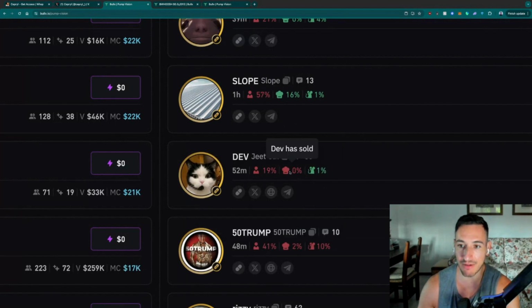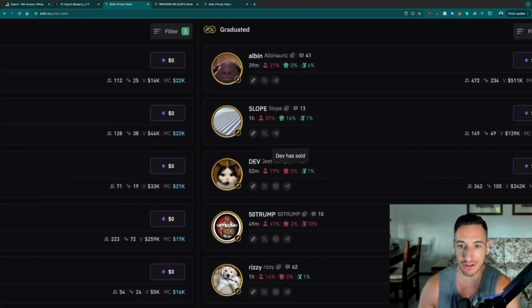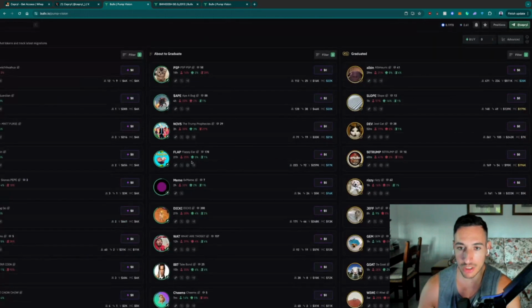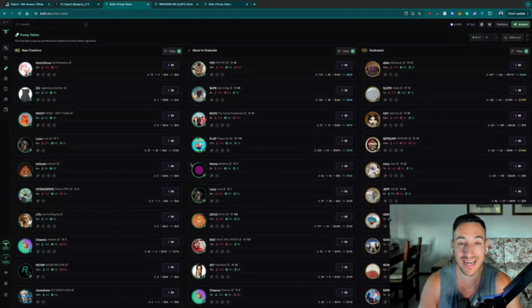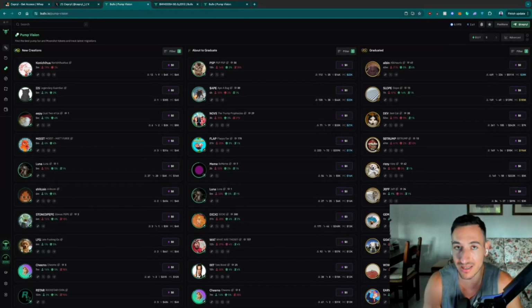Here is the dev allocation. If the dev has sold, then the project, unless it becomes a CTO, doesn't really have a lot of future. And one of the good things about this platform is that you can see when the dev sells, which is a big deal. Just being able to check when the dev sells is really going to help you trade a lot, because it's a very big indicator to sell and get out of the trade, because if the dev doesn't even believe in this project and is just trying to rug it, that just doesn't look good.